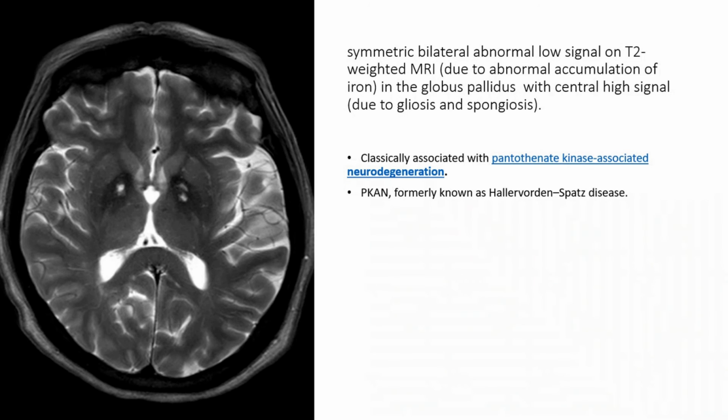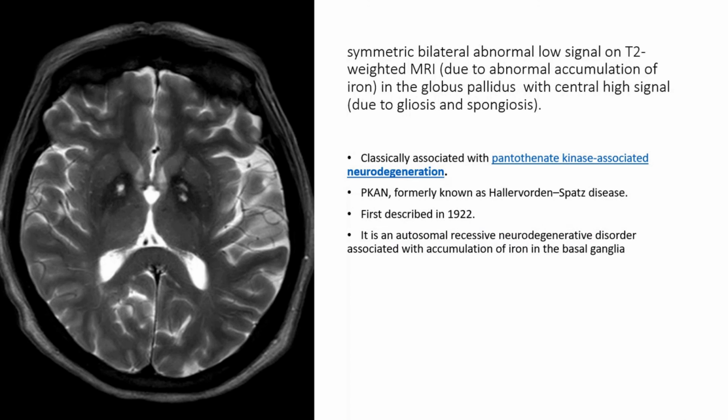PKAN, formerly known as Hallervorden-Spatz disease, was first described in 1922. It is an autosomal recessive neurodegenerative disorder associated with accumulation of iron in the basal ganglia. There are two major forms. One is the early onset, which is in the children, and it is a classic onset, and late onset, which can occur after 20, in adulthood as well.